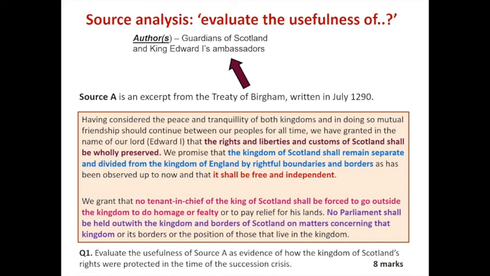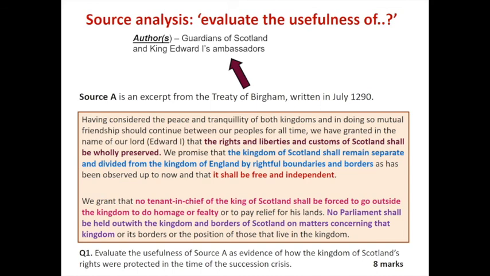So in this case, we've got a bit of a tricky author. So sometimes they're really kind and they'll tell us the source was written by King Edward I, or some named personage, and we can just wheel that out. The source was written by this person, they're useful or not useful, and then you give your reasons why. This one, they've gone for a bit of a tricky one. So they told us what the source is, but they haven't told us explicitly who wrote it.